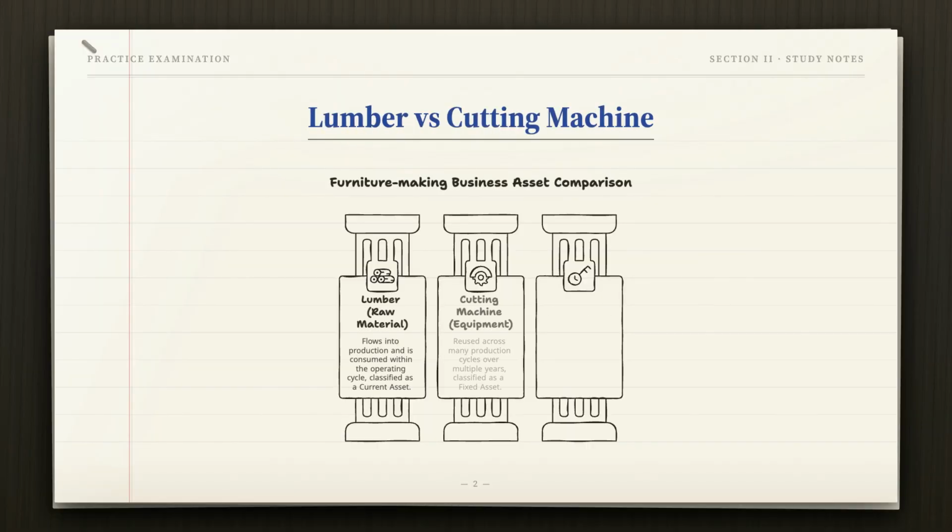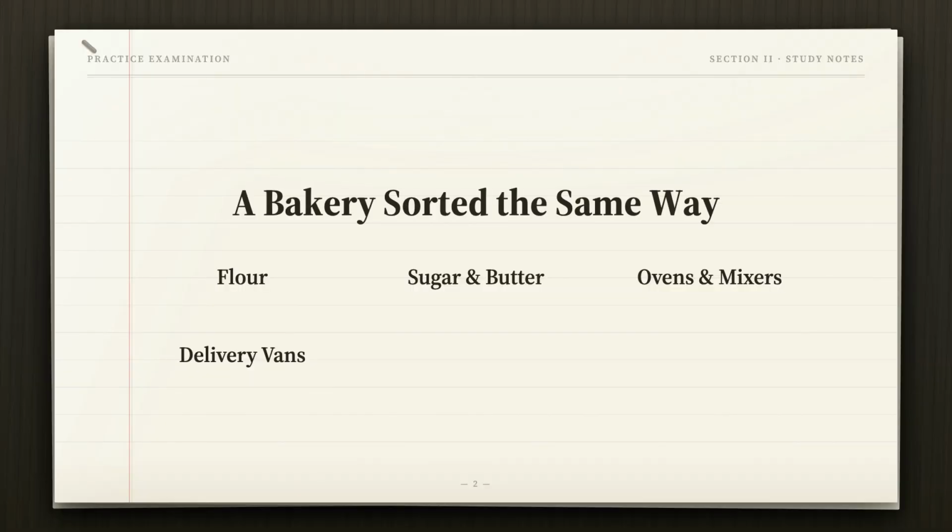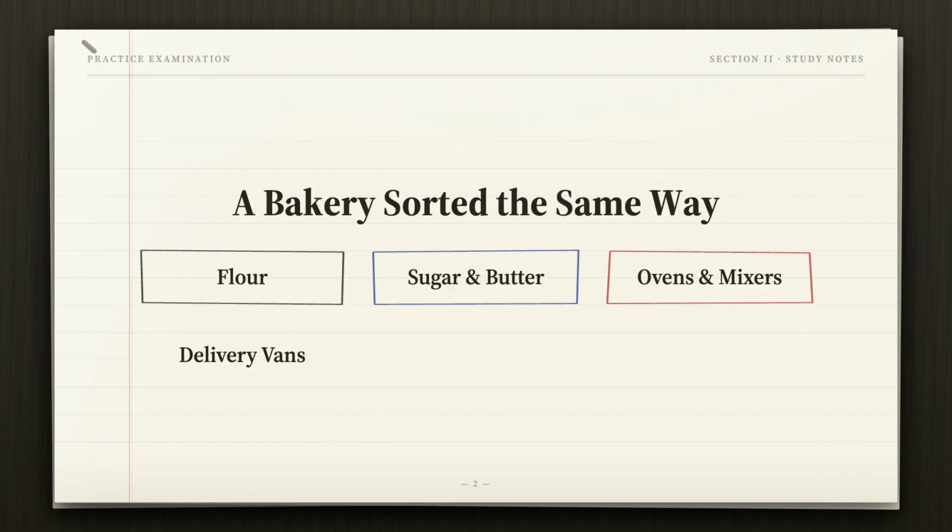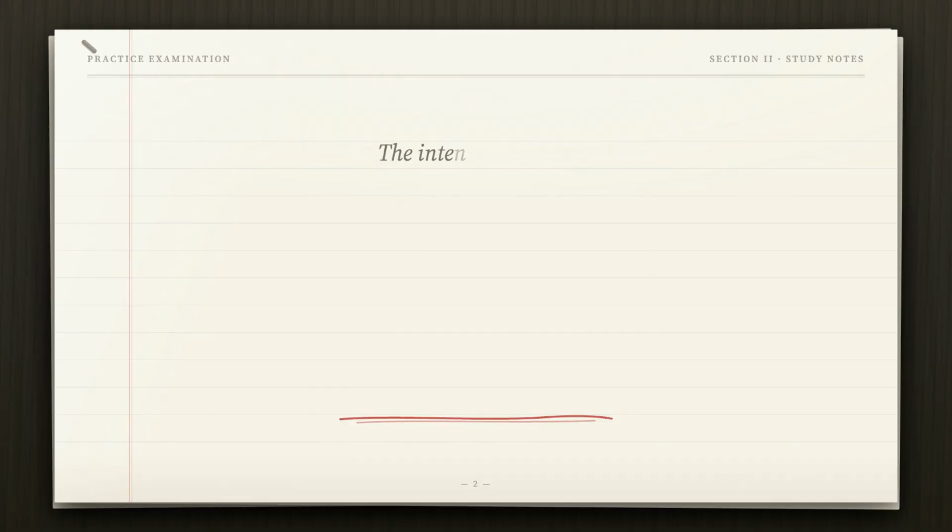The lumber is raw material consumed in production within the normal operating period, so it's a current asset. The cutting machine is bought to last for years, providing productive capacity across many cycles rather than being used up in one, which makes it a fixed asset. The same logic sorts a bakery cleanly. Flour, sugar, and butter are current assets bound for this week's production, while ovens, mixers, and delivery vans are fixed assets kept and used for years.